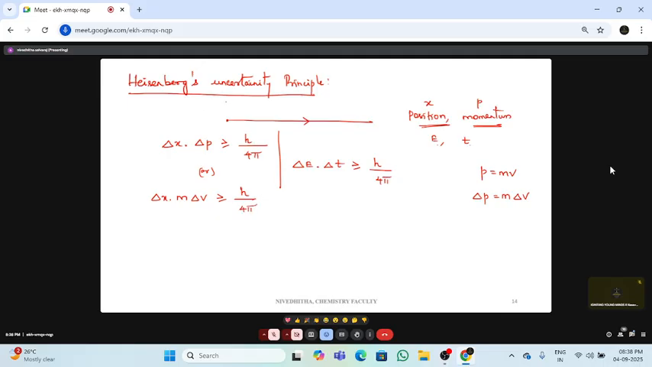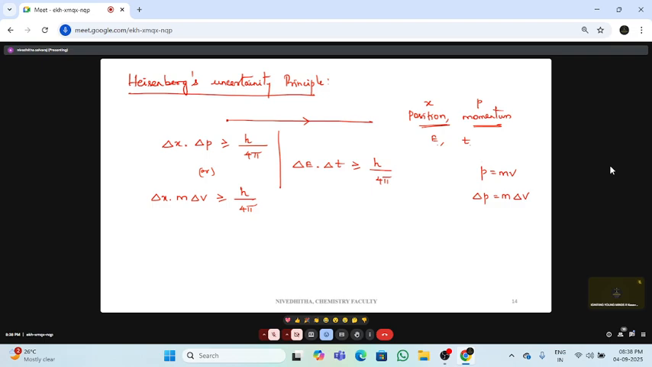See, here they are talking about only microscopic particles. For microscopic particles, we cannot measure the position and momentum simultaneously. If you try to measure that simultaneously, then there will be error in the values. Okay, but for macroscopic particles, we can measure simultaneously and there will not be any significant errors. Okay, you're getting my point?